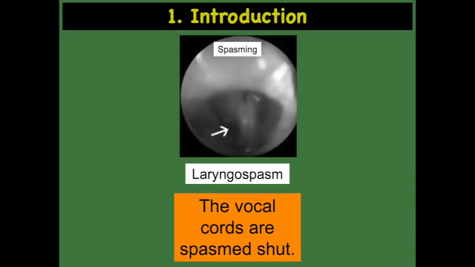Then we see a picture of what laryngospasm looks like. The vocal cords in this picture that the arrow is pointing to are spasmed shut. There's no entry or exit of any gases. We don't want any fluids to enter, but it is naturally spasmed shut by a pretty powerful stimulus, and it's a powerful spasm that's going to close that glottis.